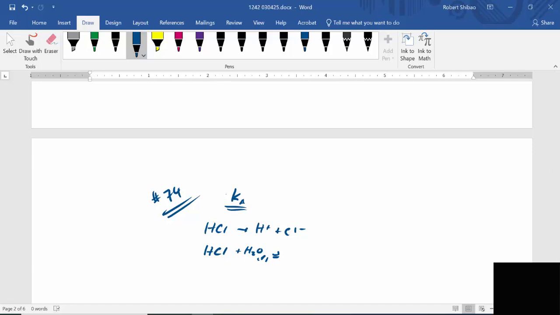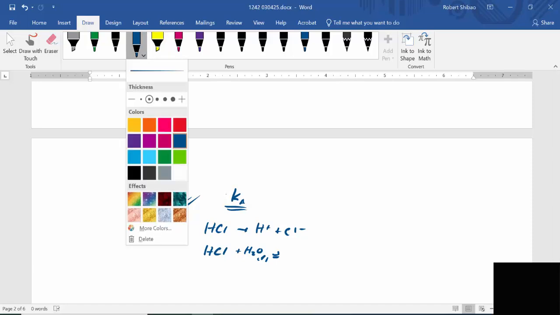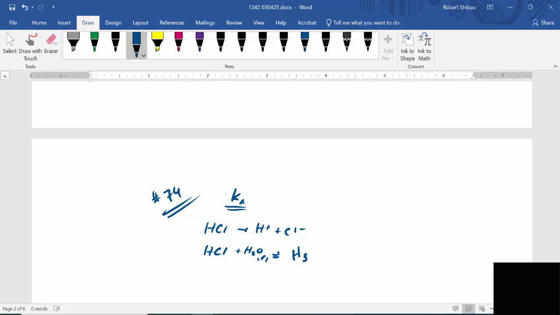Yeah, H3O. Charge on H3O? Plus. And not hydroxide, H3O plus and chloride. Both of these are Ka. So one way I can represent the Ka here is the H plus concentration times the chloride concentration divided by the HCl concentration.